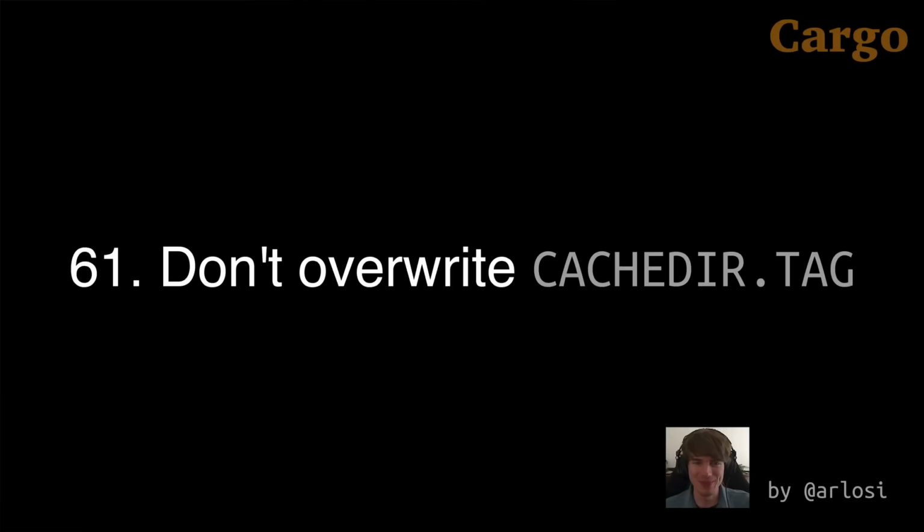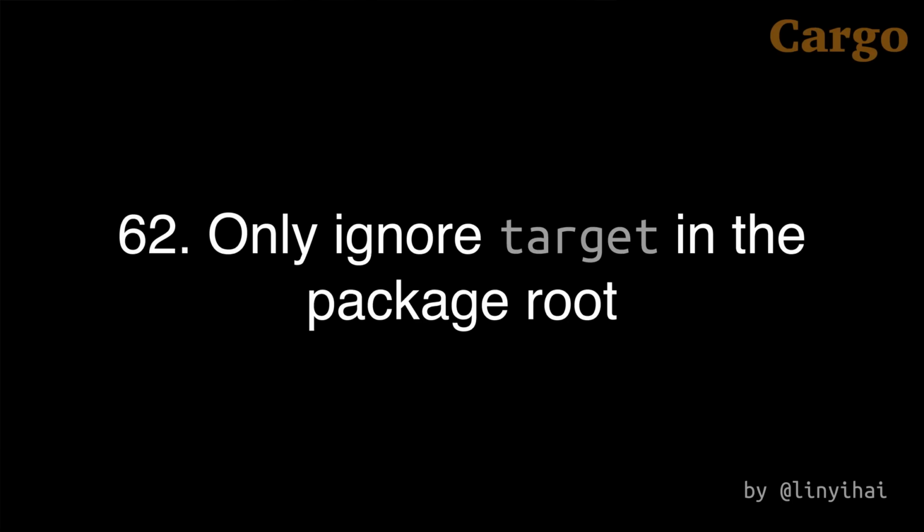Number 61. Cargo tags its cache directories with a cachedir.tag file. Even though the files have fixed contents that don't change, Cargo was overwriting them every time, even if they were already there, which was causing problems for build systems that disallow multiple writes to the same file. Now Cargo only writes the file if it's not there. Thanks, Arlo. Number 62. Cargo was ignoring all directories named target, which was too broad.